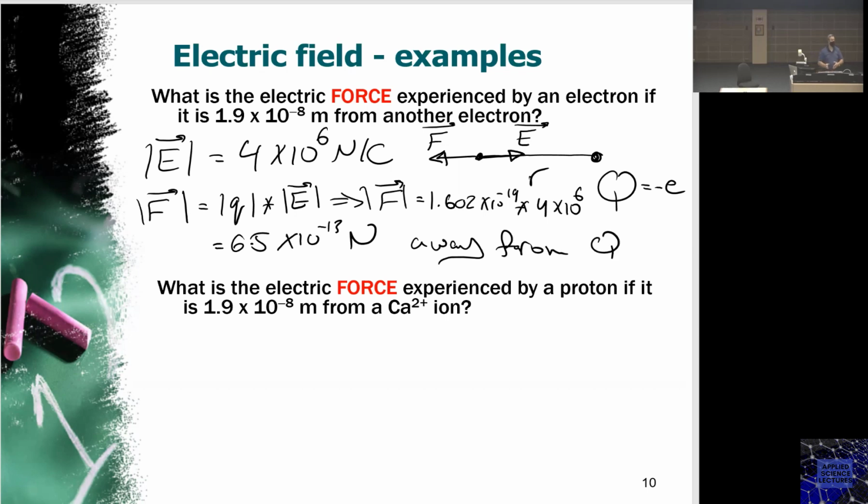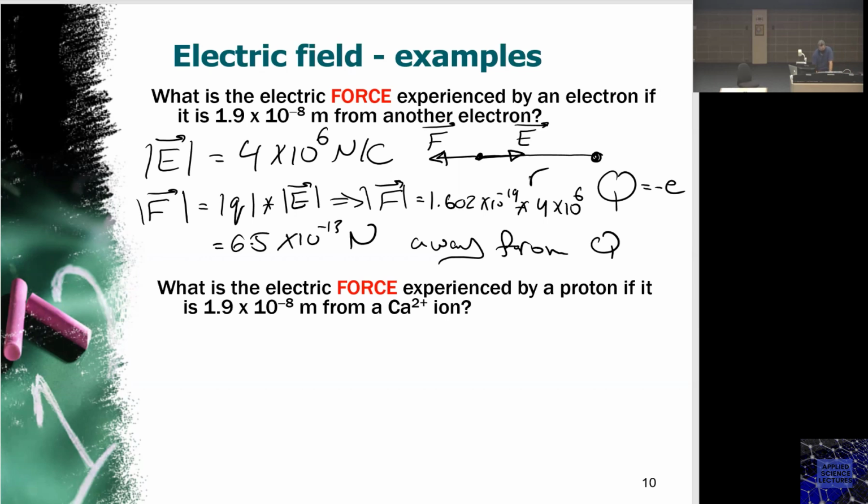So what did we do here? At that location where we had the small letter q, which was also an electron, we knew the magnitude of the electric field. Then we right away multiplied this magnitude with the magnitude of the small letter q that we put at that location. That's it. That's what we have done.